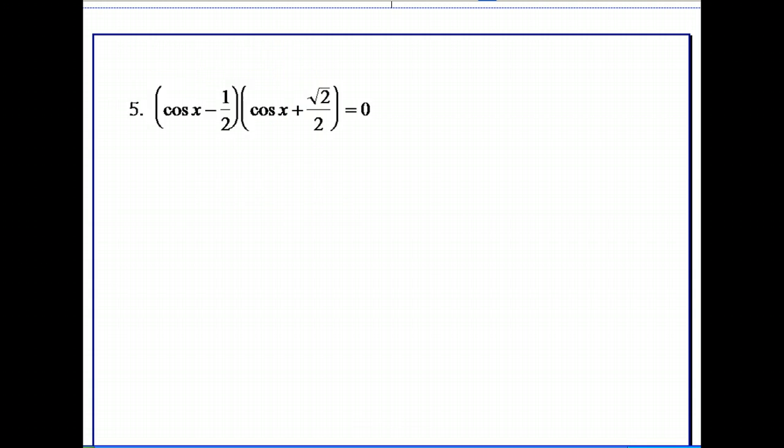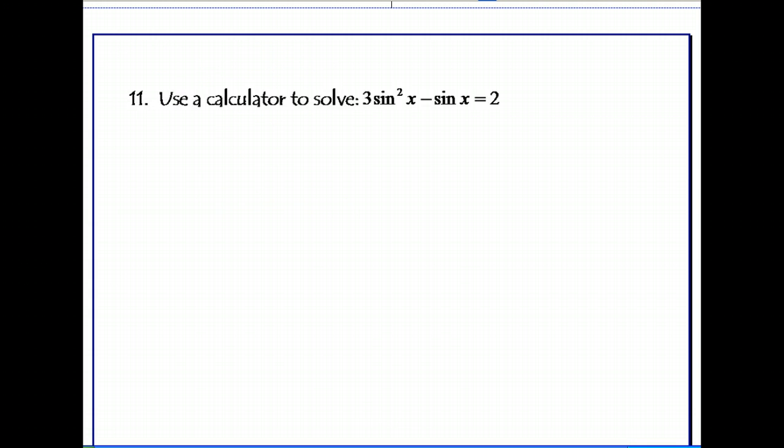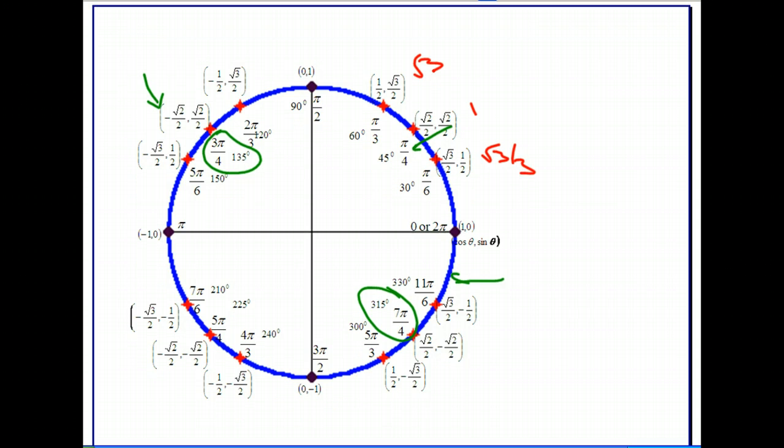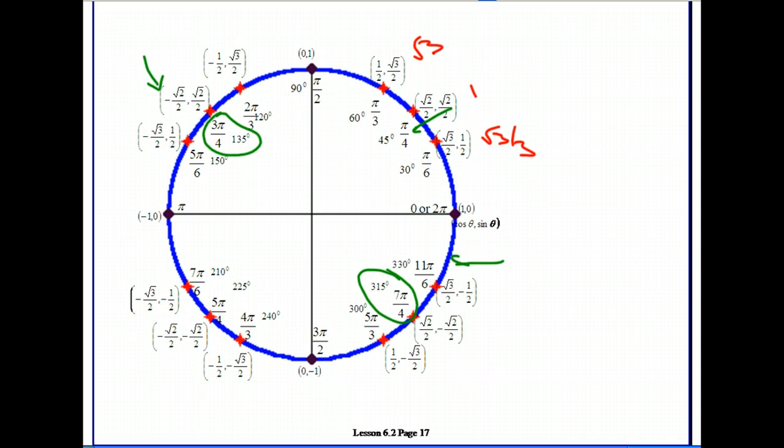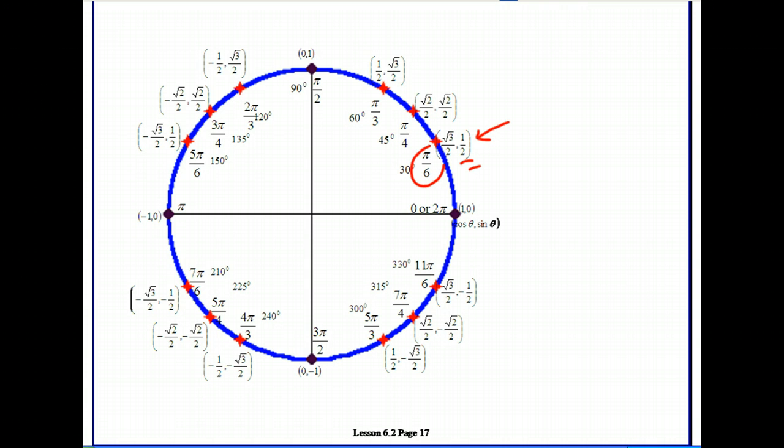Let's come back to that unit circle again. Sine was the y-coordinate. Let's erase all this other stuff that's on here. So where's the y-coordinate a half? And again, we're kind of expecting two answers now. Where was the sine? Where was the y-coordinate a half? Oh, look, right there. There's one answer.